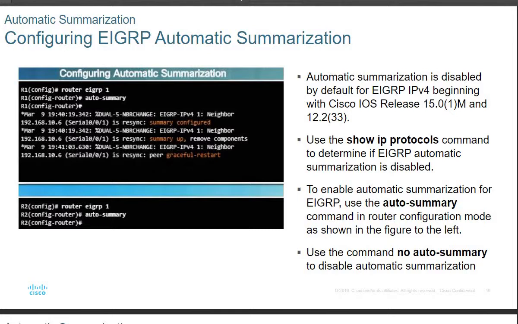Automatic Summarization. Configuring EIGRP Automatic Summarization. Automatic summarization is disabled by default for EIGRP IPv4 beginning with Cisco IOS Release 15.0(1)M and 12.2(33). Use the show ip protocols command to determine if EIGRP automatic summarization is disabled. To enable automatic summarization for EIGRP, use the auto-summary command in router configuration mode, as shown in the figure to the left. Use the command no auto-summary to disable automatic summarization.